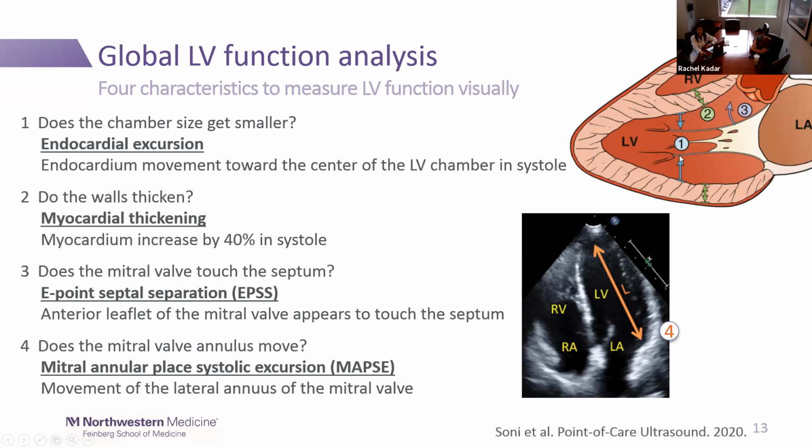3 is going to be EPSS, or E-point septal separation. And that's the anterior leaflet of the mitral valve. Does it appear to reach up and touch the septum? Because in a good ejection fraction, it should reach up and almost touch that septum. And then 4 is going to be MAPSE, or mitral annular plane systolic excursion. And I just, again, visually eyeball it and look, does this lateral annulus of the mitral valve appear to reach up and move towards the apex? And this represents the longitudinal fibers that contribute to contraction.